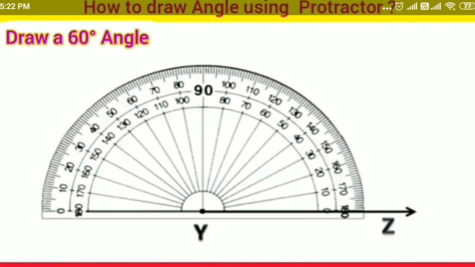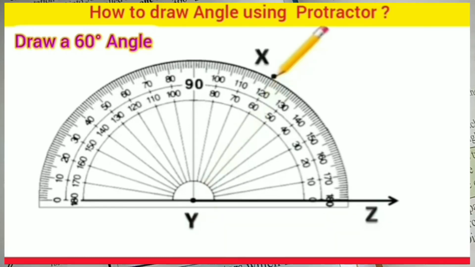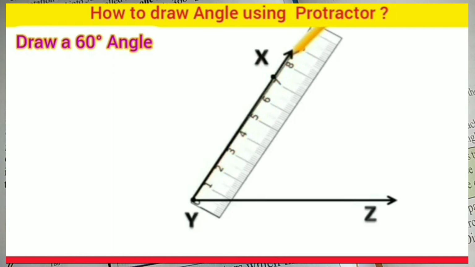Observe carefully. We keep the vertex of the angle on the center of the protractor, and we take the inner scale and start counting up to exactly 60 degrees. This is how we draw the 60 degree angle. Now mark the point at 60 degrees, take away the protractor, and call this point X. Now join the vertex point and X using the ruler. Now it forms an angle. Angle XYZ is of 60 degrees.